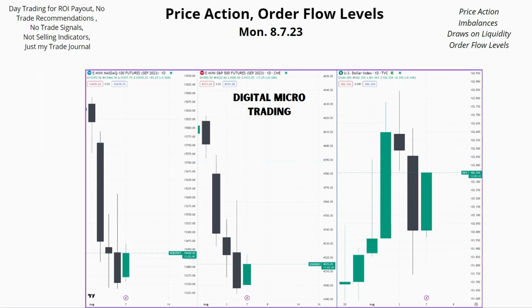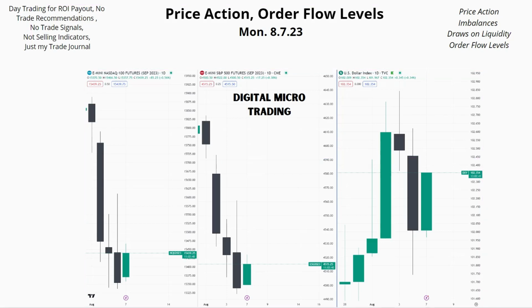You can see from the previous Friday, black candle down, that Thursday there was a gap between the two bodies. So I'm looking at that volume imbalance gap to be filled. That comes in at 102.4 and change above. So we've got a ways to go.